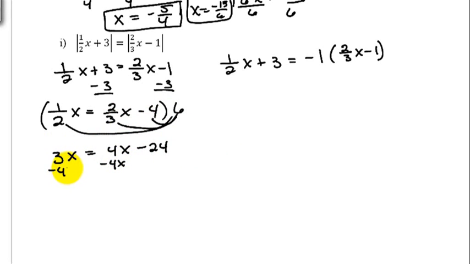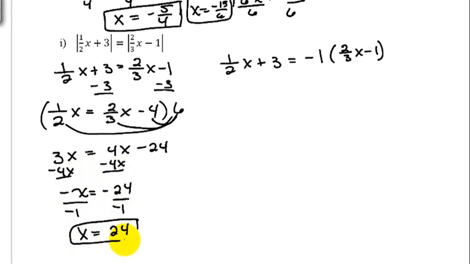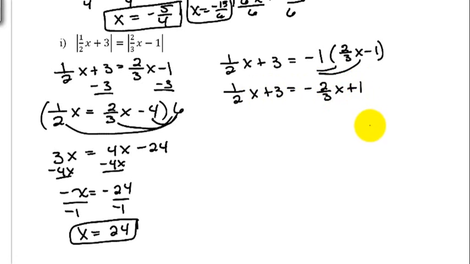Now we subtract 4x from both sides, giving us -x equals -24, and then divide both sides by -1. And we get x is equal to +24. Here we have to distribute the negative sign first. That gives me 1/2 x plus 3 equals -2/3 x plus 1. And now I'm going to subtract my 3 from both sides. I get 1/2 x equals -2/3 x minus 2.